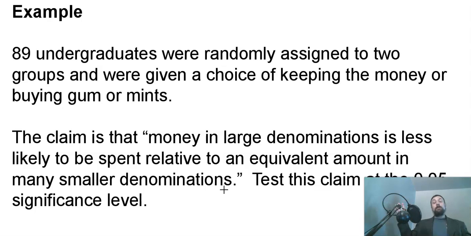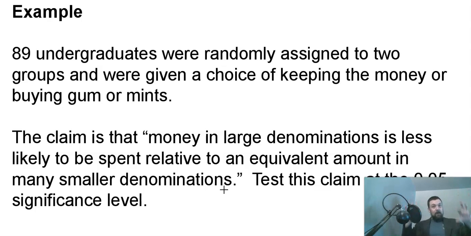And then they give them the option to either keep the money, keep the $1 that we gave you, or spend it on gum or mints, right? And they wanted to see, were the undergraduates more likely to spend their money if they had 4 quarters versus if they just had a $1 bill? That's what they're testing here. So we want to see the proportion of students who spent the money having the $1 bill versus the proportion of students who spent the money having 4 quarters.